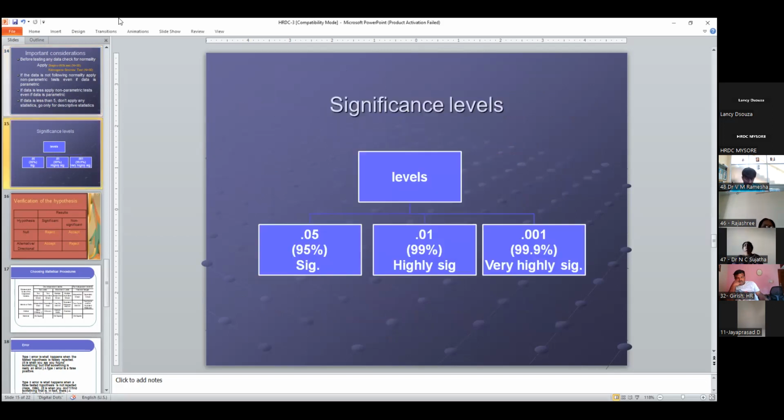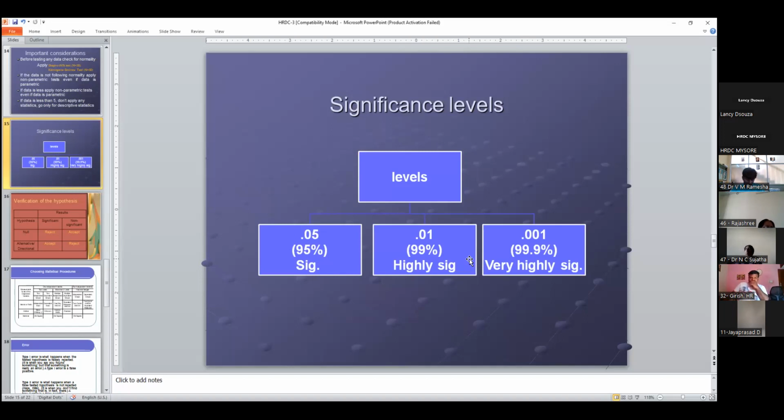The significance levels. This is where the majority of the people have got doubt. What is this significance? So usually we talk about significance at the 0.05 level, 0.01 level, and 0.001 level. Accordingly, we refer to it as the 95% level of significance, 99% confidence level or significance, or 99.9% significance level.